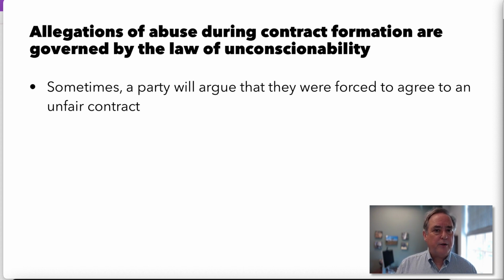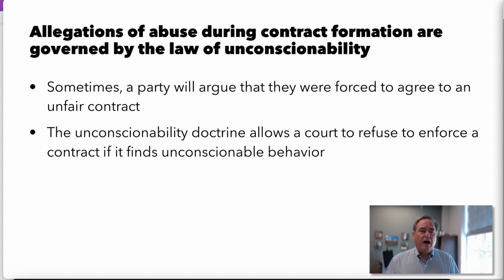Now, sometimes a party will argue that they were forced to agree to an unfair contract, which is to say that they signed the contract only because they were somehow forced into it, either with a direct threat of violence or more likely a threat of economic coercion. The unconscionability doctrine allows a court to refuse to enforce a contract if it finds unconscionable behavior. Say that Domino's Pizza had an exclusive contract with one cheese provider.